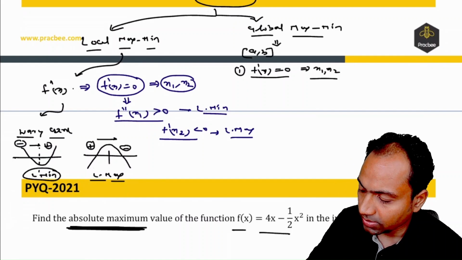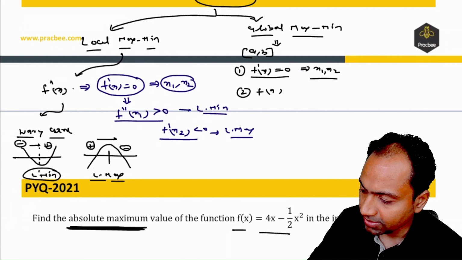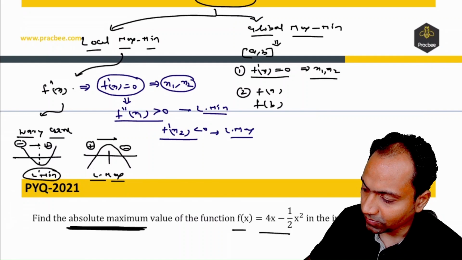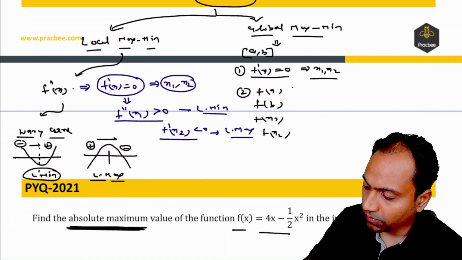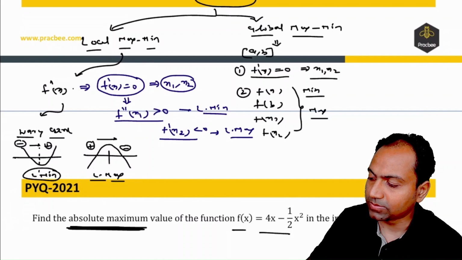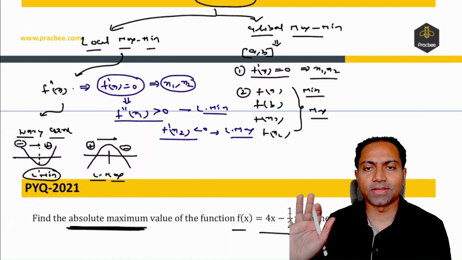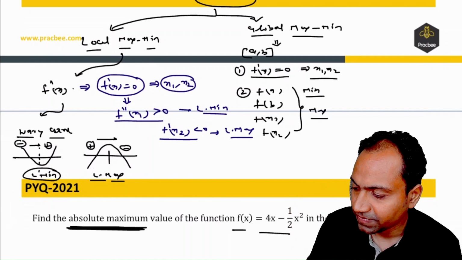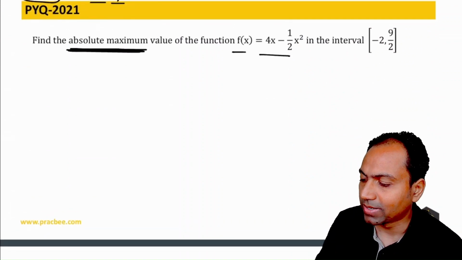Then, in the second step, we are going to find the value of the function at a, the value of the function at b, then at x1, then at x2. Whatever is the minimum value that we are getting becomes global minima. Whatever is the maximum value that we are getting becomes global maxima. This is a very simple thing that we can do in such kind of questions. Let us see in this question how to handle this situation.